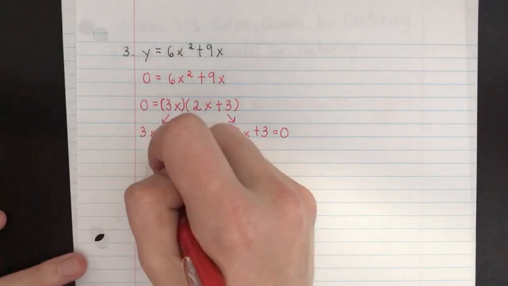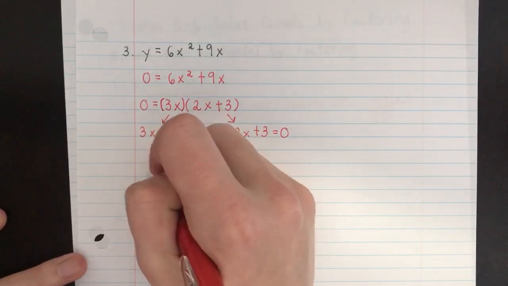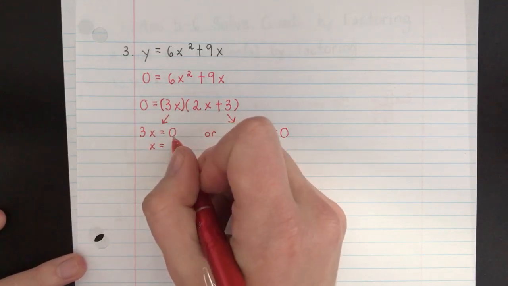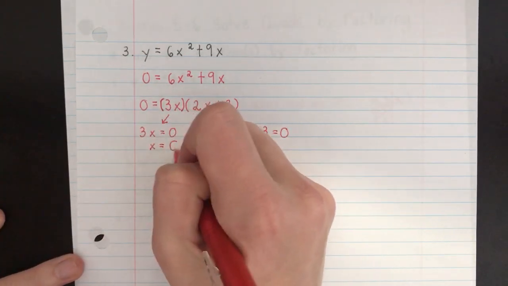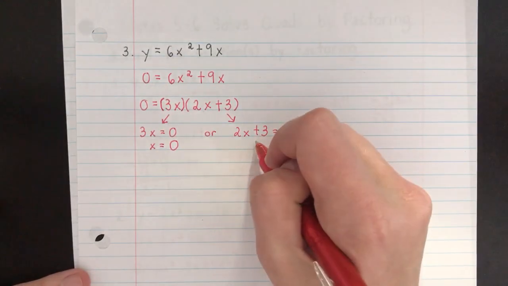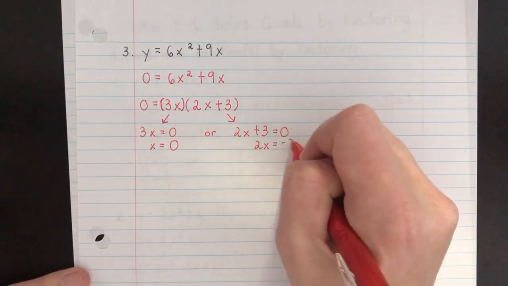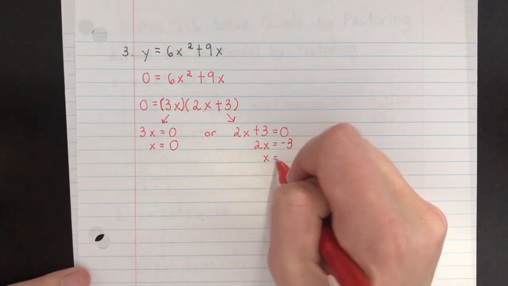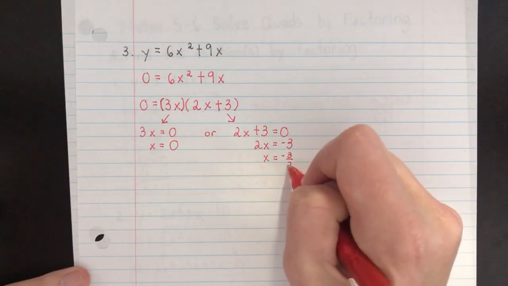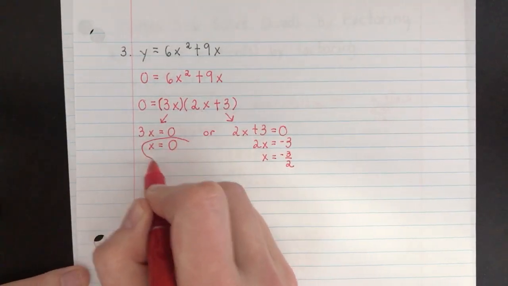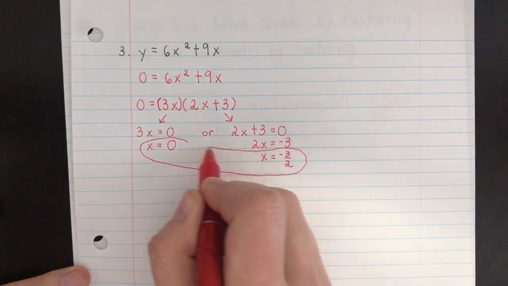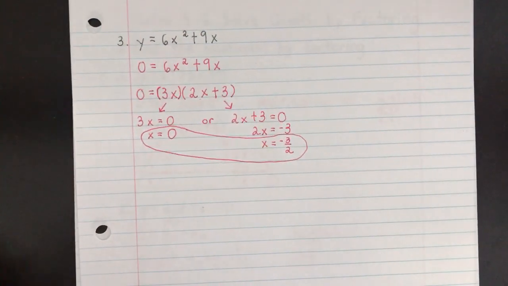Okay, so then you're going to divide by 3, divide by 3. Oh, what do you know? When you divide 0 by 3, you still get 0. Here, you're going to subtract 3 from both sides. Then you're going to divide by 2. You get negative 3 halves. So your 2 solutions are as follows.